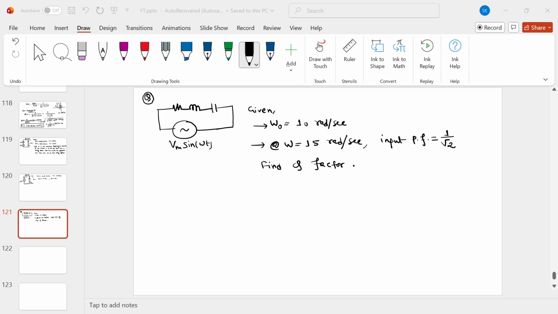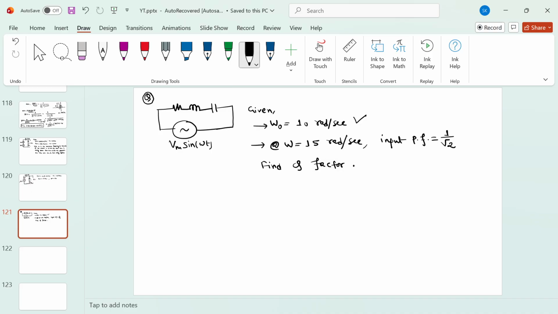Hello everyone. So in this video, we are going to see a question that is related to RLC resonance circuit. The data given is that the resonance frequency of the circuit is 10 radian per second, and at omega equal to 15 radian per second, the input power factor of the circuit is 1 by root 2. You need to find out the quality factor of the circuit.